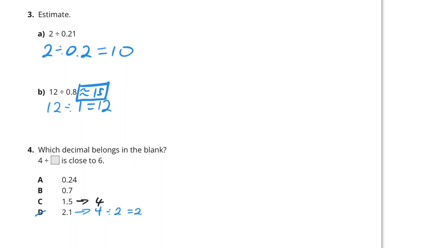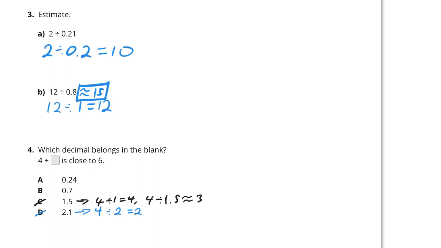Since we know that 4 divided by 1 is going to be 4, and we know that 4 divided by 2 right underneath that is going to be 2, then that means 4 divided by 1.5 is going to give you an answer somewhere between 2 and 4, like somewhere around 3. Not quite 3, because 3 times 1.5 is 4.5, so it's going to be a little less than 3. But it's going to be approximately 3, so we can narrow this one down. Let's cross off C. Can't be that one.